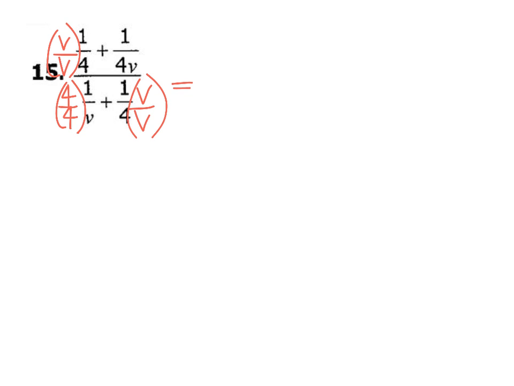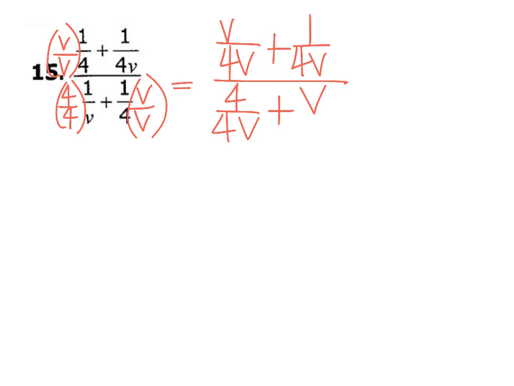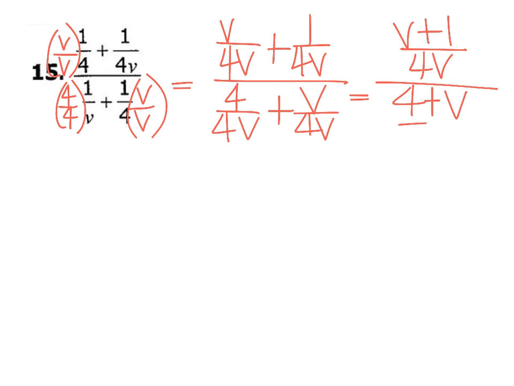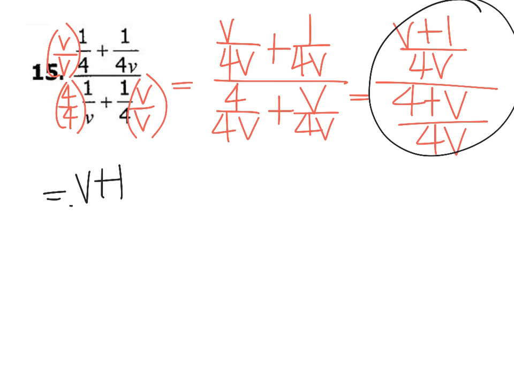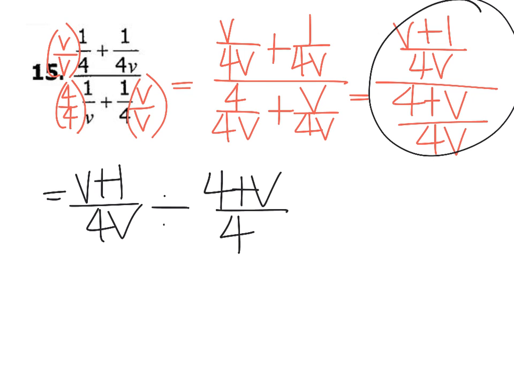Now let's rewrite this so they have common denominators. We've got v over 4v plus 1 over 4v all over 4 over 4v plus v over 4v. Now combine the numerators together and we get v plus 1 over 4v all over 4 plus v over 4v. Now we've got a single fraction in the numerator, single fraction in the denominator. So take this and rewrite it as a division problem. V plus 1 over 4v divided by 4 plus v over 4v.